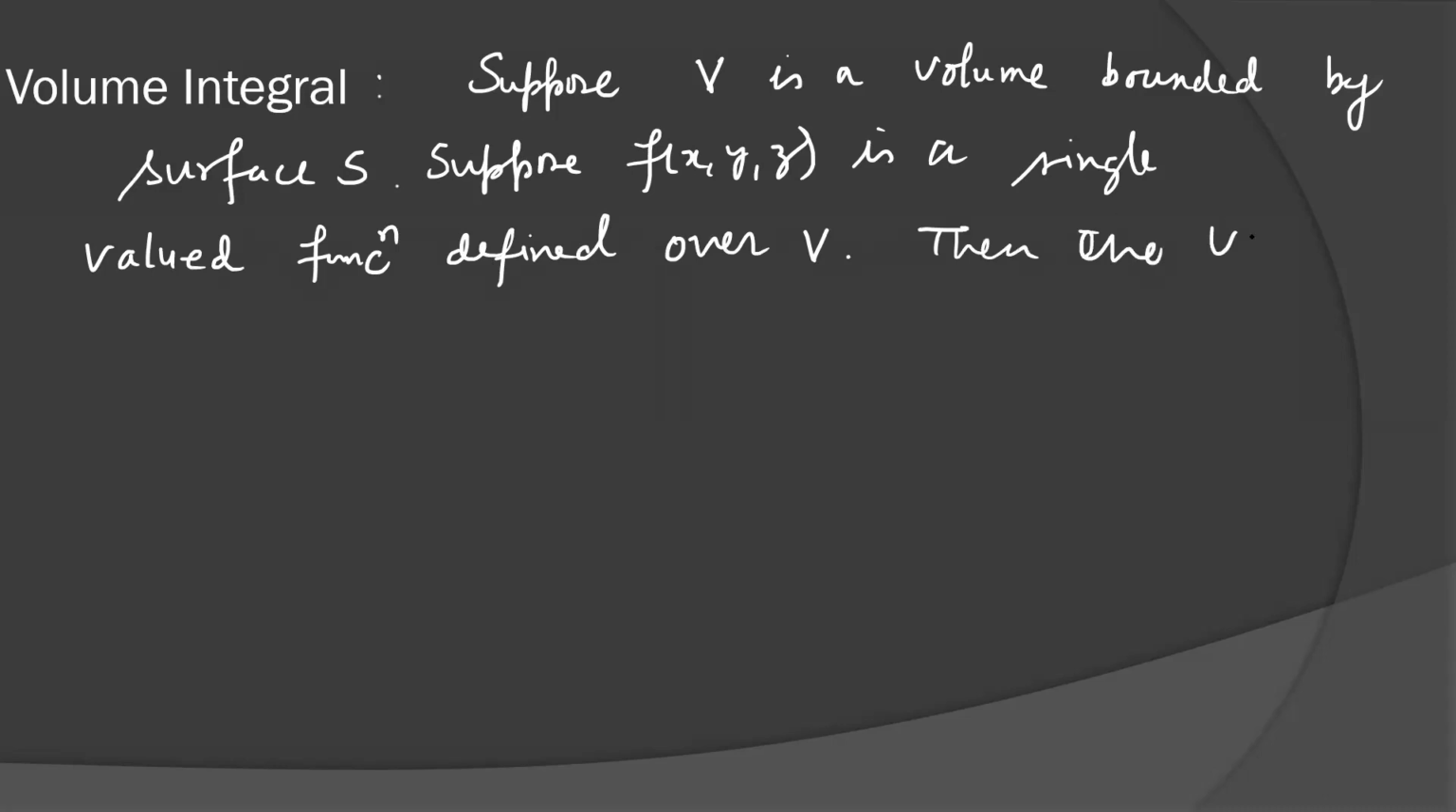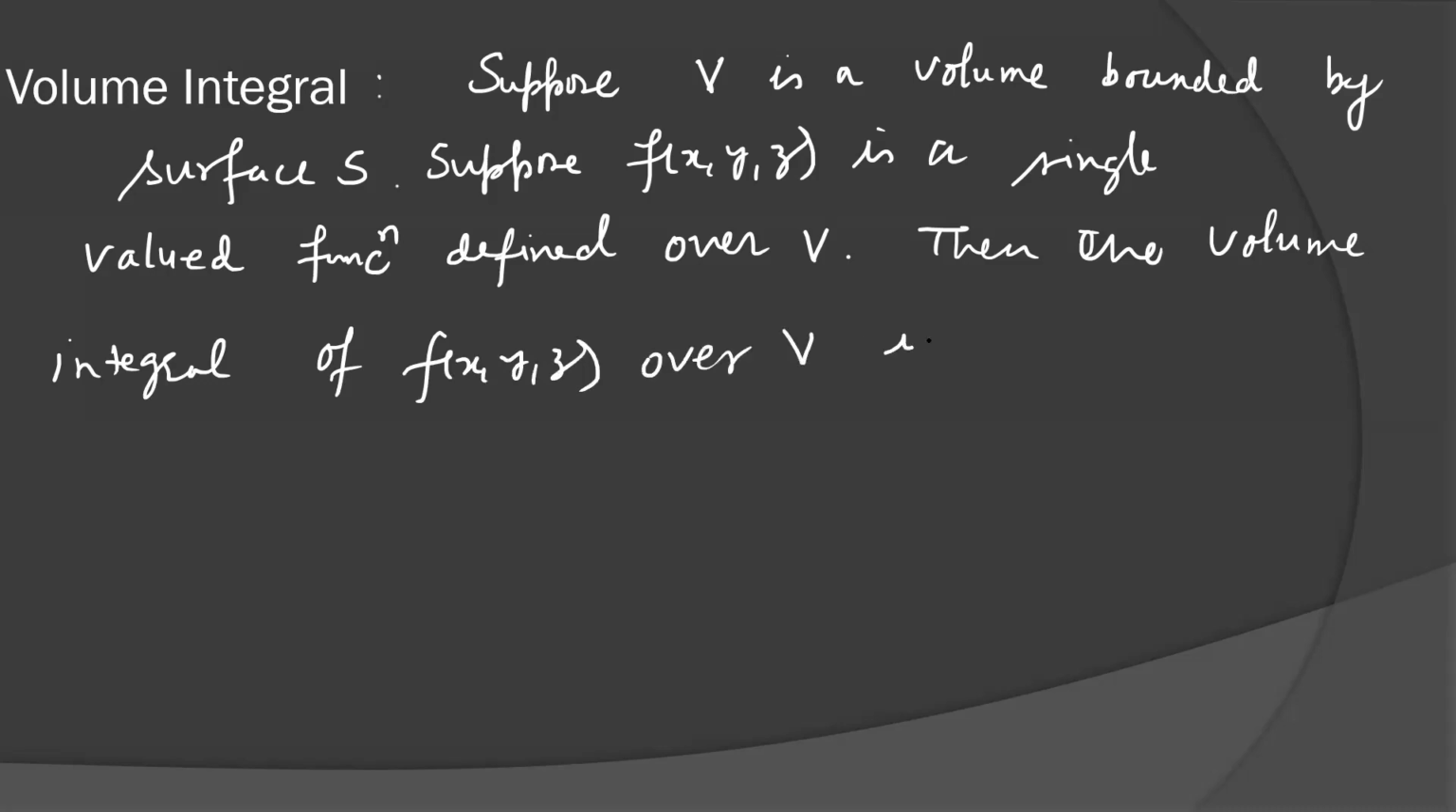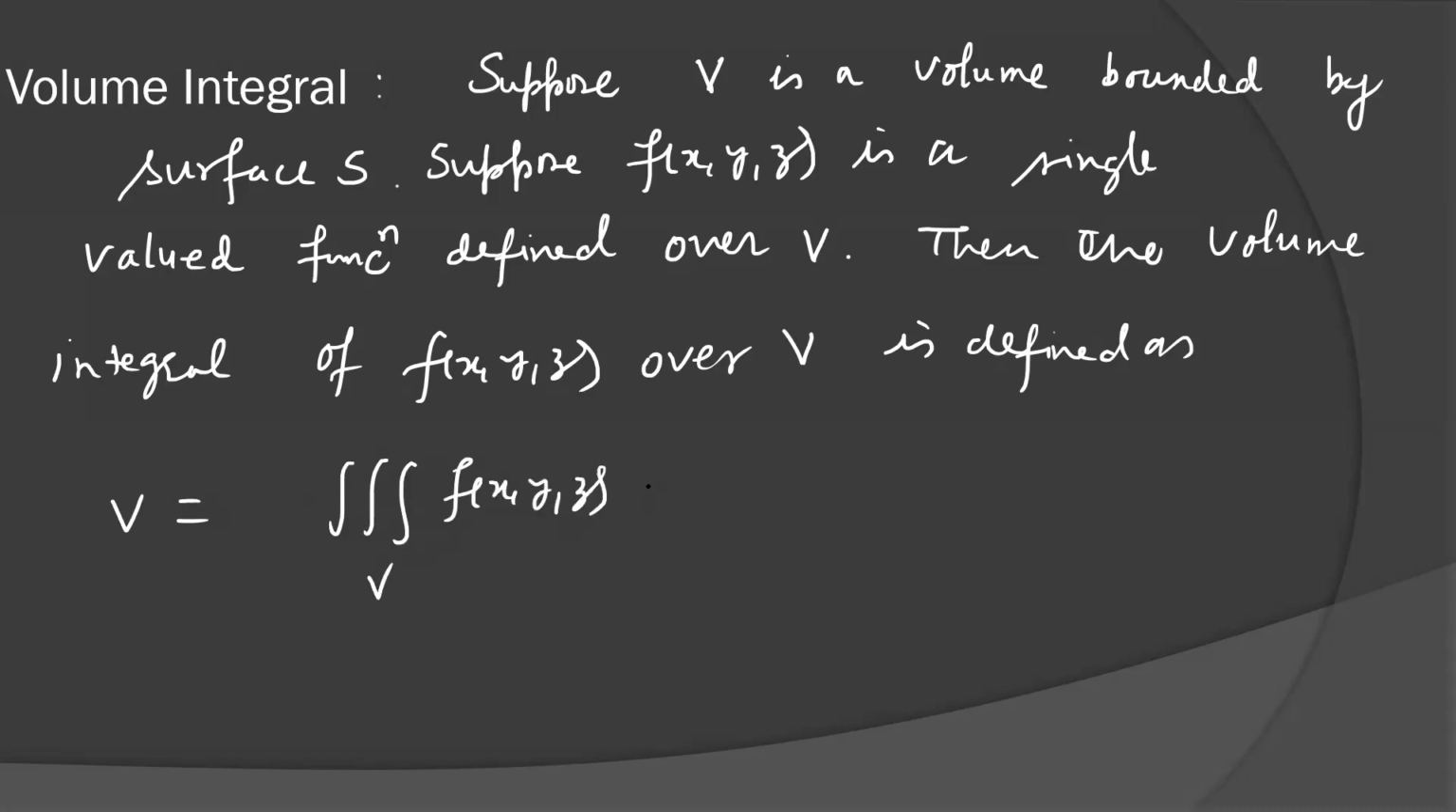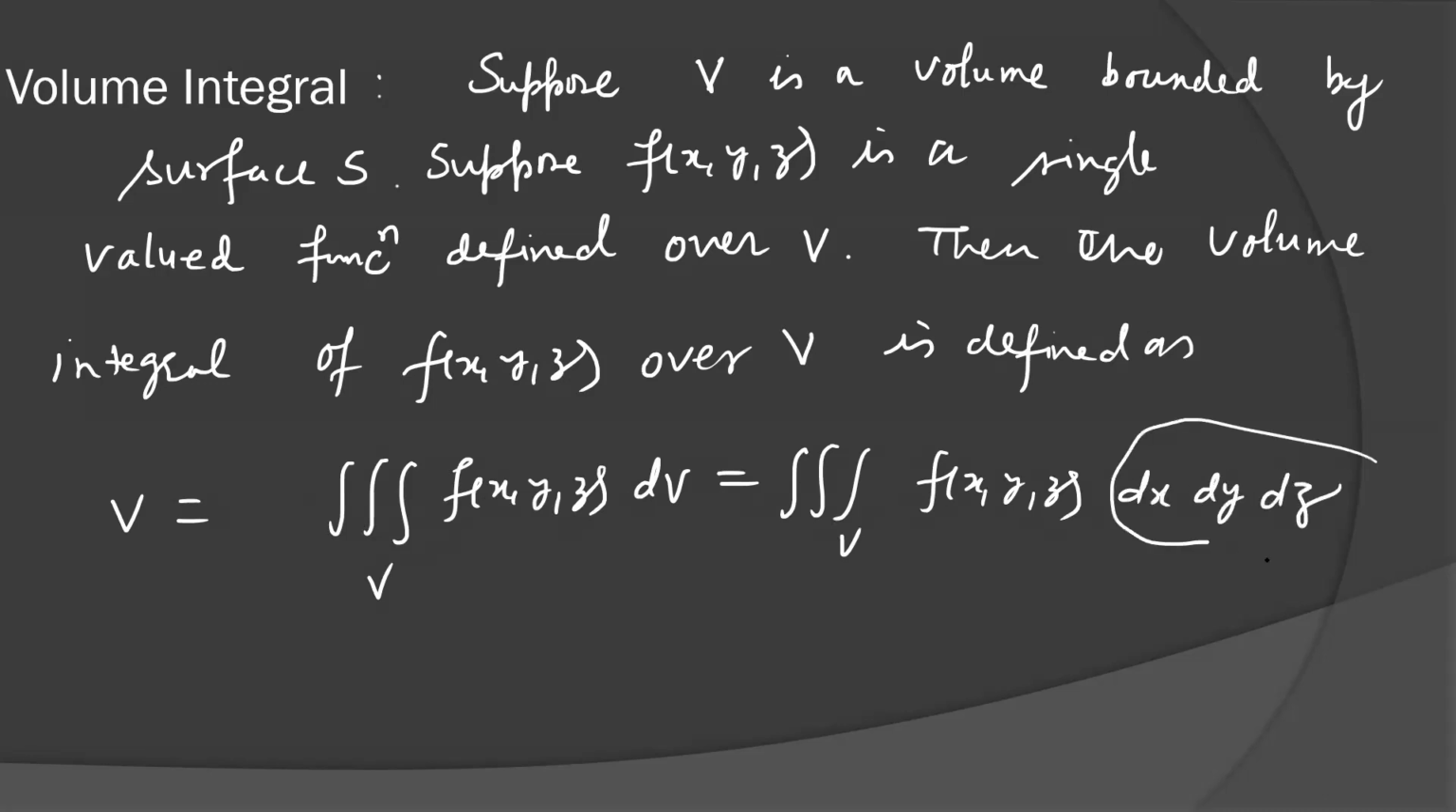Then the volume integral of f(x,y,z) over V is defined as a triple integration, the volume element f(x,y,z) dV, where dV is equal to dx dy dz. This is the volume element, and this is a simple triple integration.